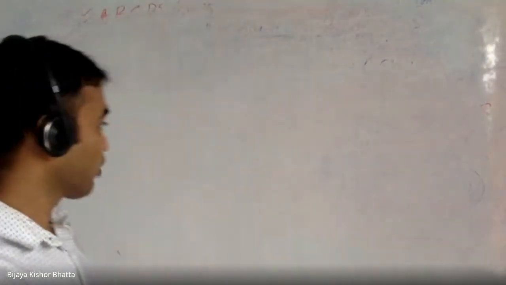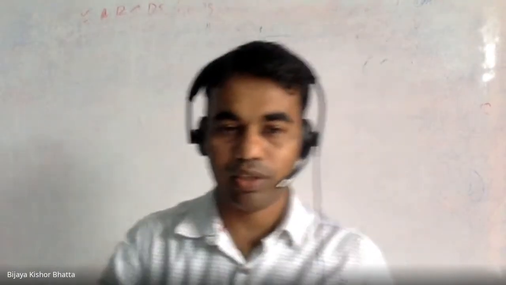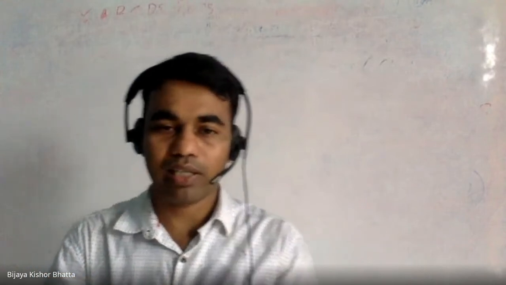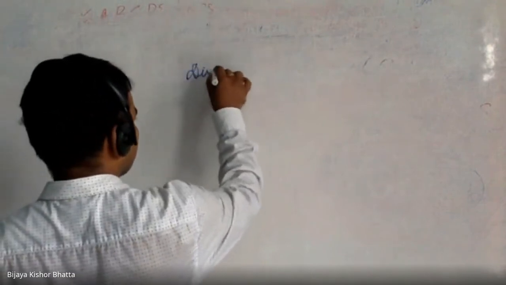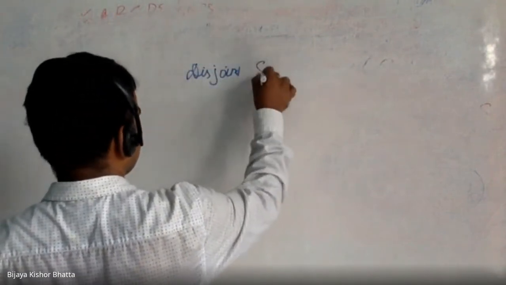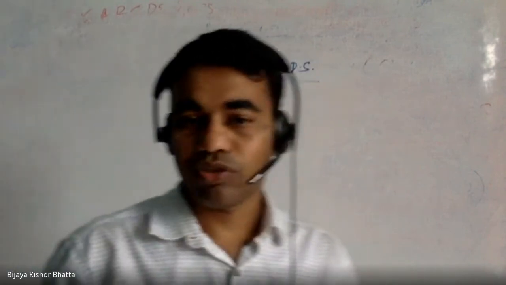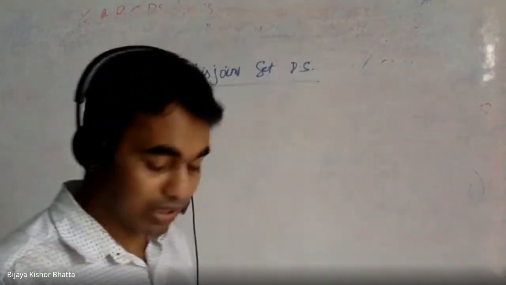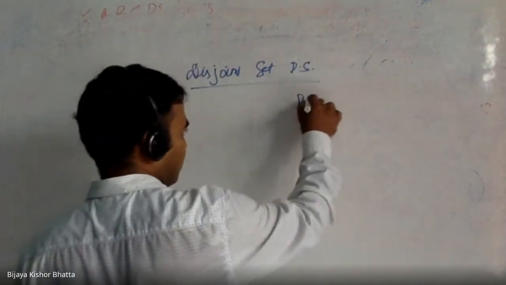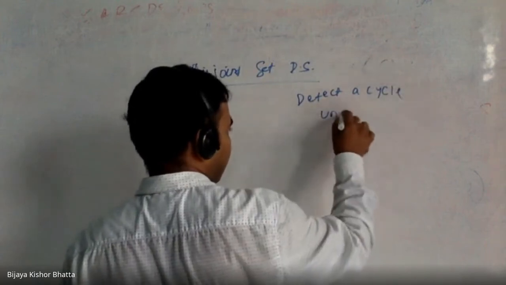Yeah, so there is one more concept. I think we'll just give an introduction and I will stop. It is known as the disjoint set data structure. DS means data structure. So what does that mean? This is used to detect a cycle in an undirected graph.